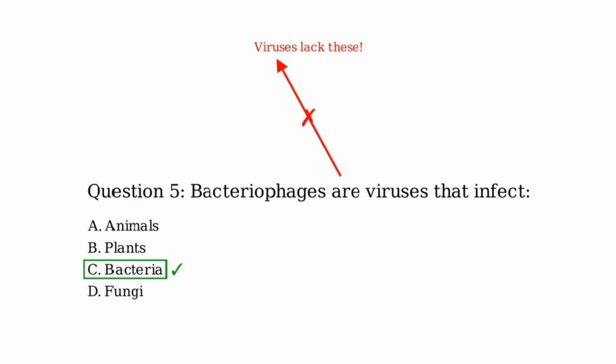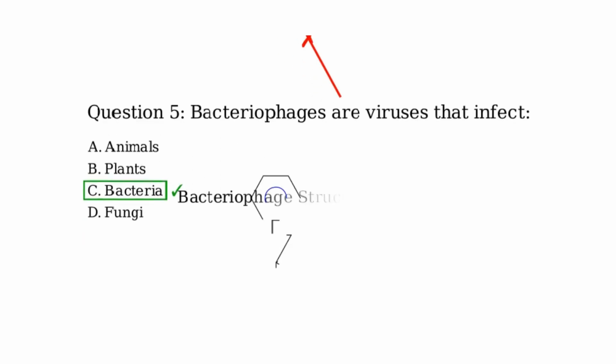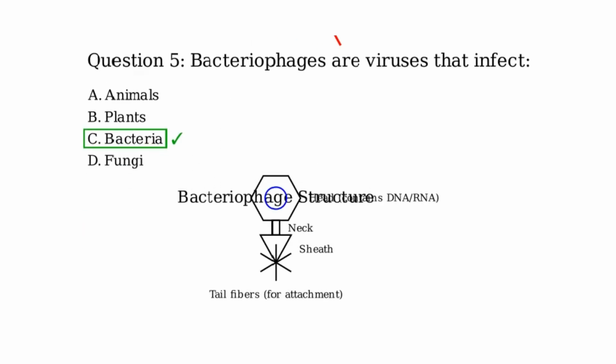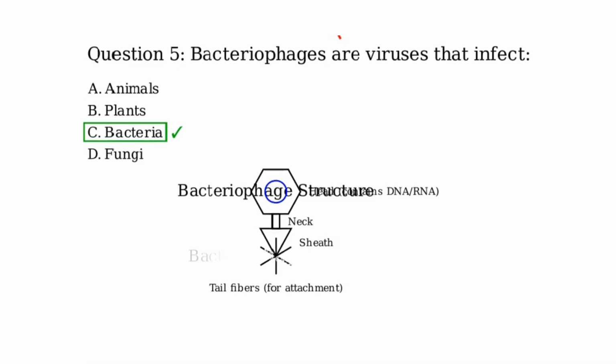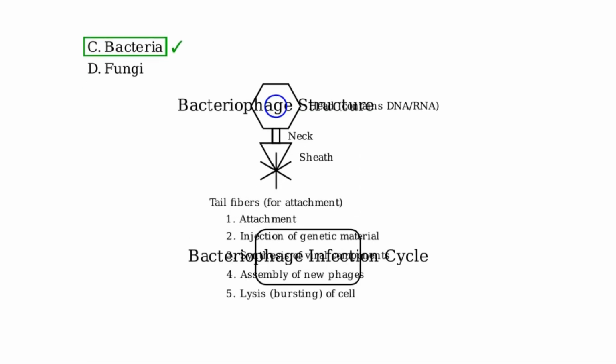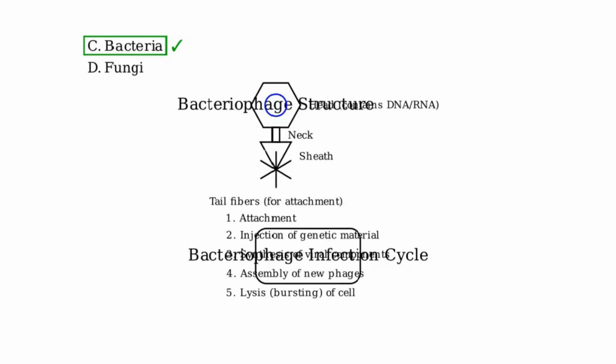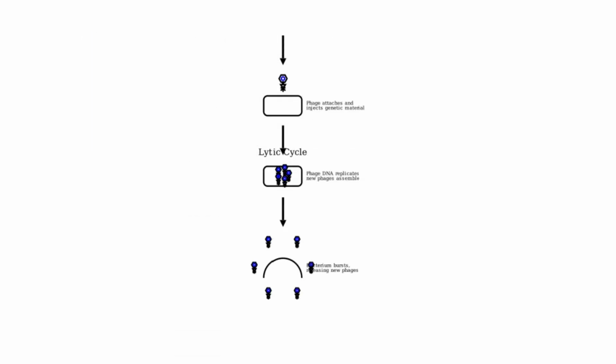Let's look at bacteriophages in more detail. Bacteriophages have a distinctive structure with a head containing genetic material, a neck, and tail fibers. They infect bacteria by attaching to the bacterial cell wall using their tail fibers and then injecting their genetic material into the bacterial cell. The phage DNA then takes over the bacterial cell's machinery to produce more phages, eventually causing the bacteria to lyse or burst, releasing new phages.